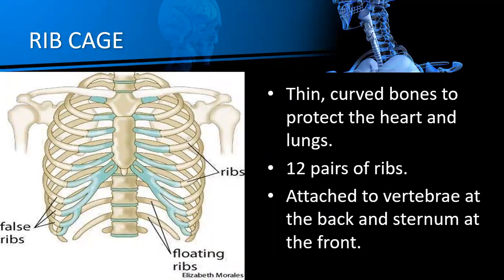Rib cage. It is a cage-like bony structure that protects our heart and lungs. It has 12 pairs of ribs attached to the vertebrae at the back. The top 7 pairs are attached to the breastbone or sternum. The 3 pairs of ribs below them are attached together and then they join the sternum. Last 2 ribs are called floating ribs as they are not attached to the sternum. The rib cage is a protective layer for the heart and the lungs.